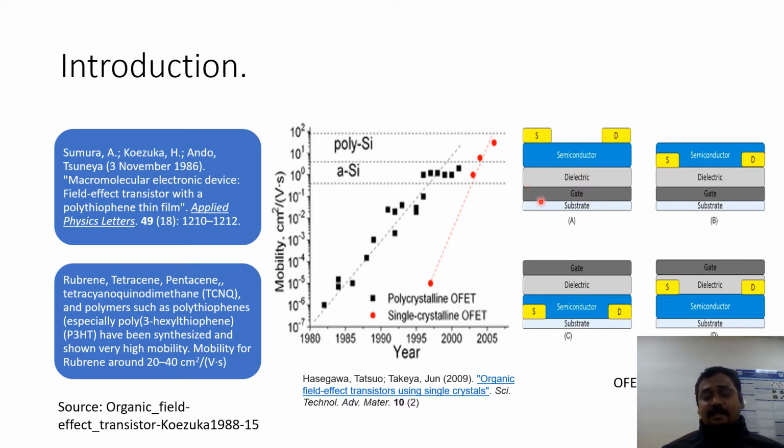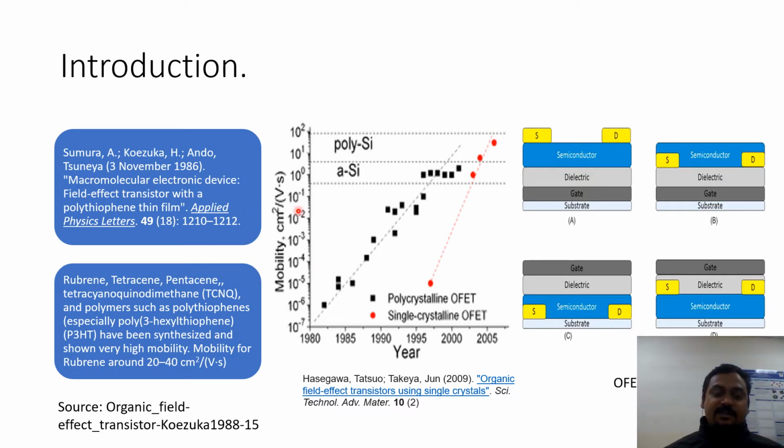So it is one way of fabrication of the transistor, and the other way is where you have source and drain electrodes on the bottom side. So this is the bottom approach of designing, and the other is the top approach, or top to bottom approach. So these are the schematics of organic field effect transistors.